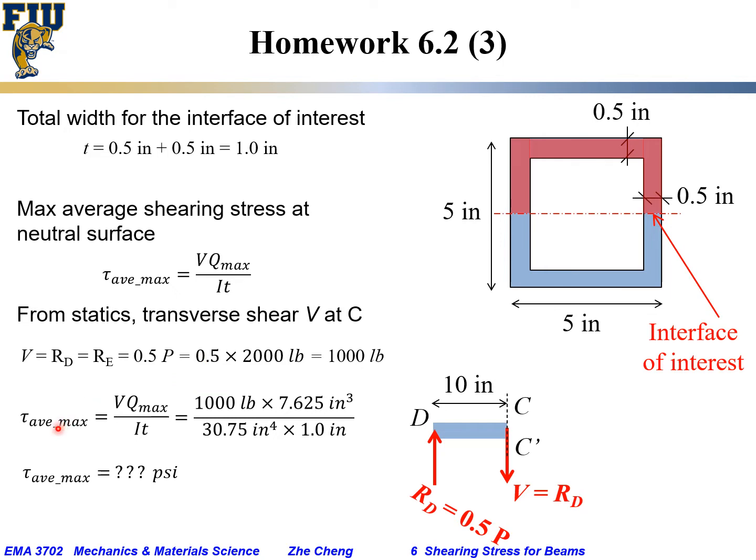So the average shearing stress would be VQ over IT, which is 1,000 pound times Q. For the C link, we got it from the previous slide, 7.625 inch to the power of 3, divided by I, we calculated the moment of inertia for the entire cross section, 30.75 inch to the power of 4, and T we said is 1 inch from here. As a result, we would get a number in the unit of pound force per square inch, or PSI.